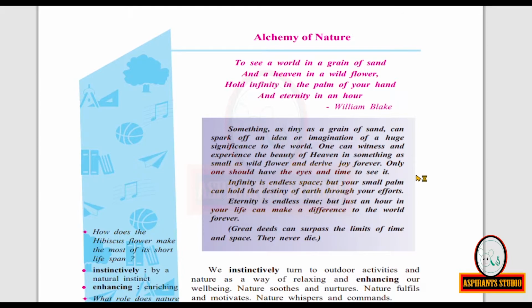Infinity is endless space, but your small palm can hold the destiny of earth through your efforts. Eternity is endless time, but just an hour in your life can make a difference to the world forever. Great deeds can surpass the limits of time and space. They never die.